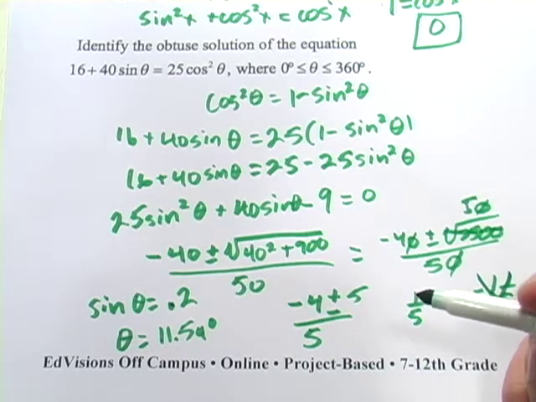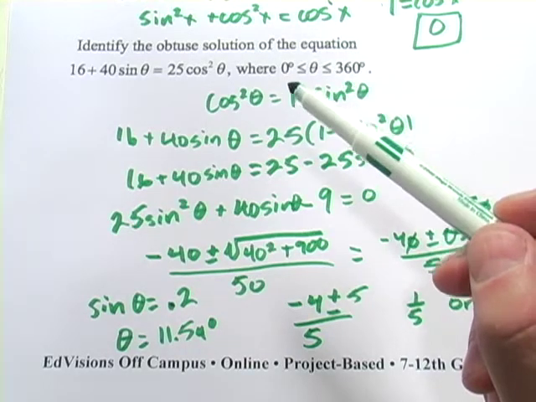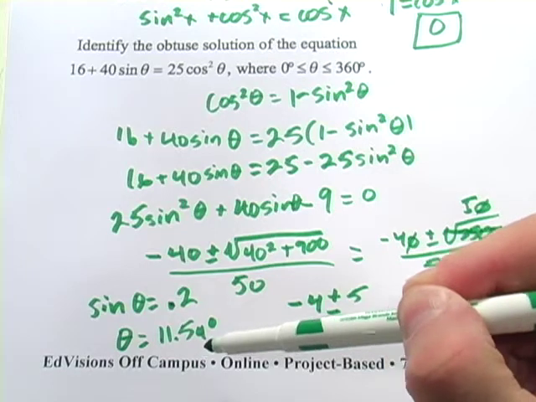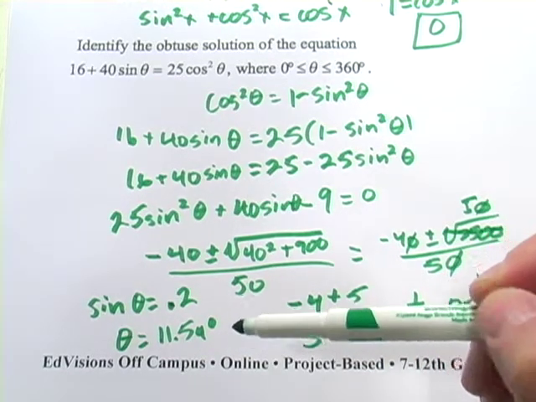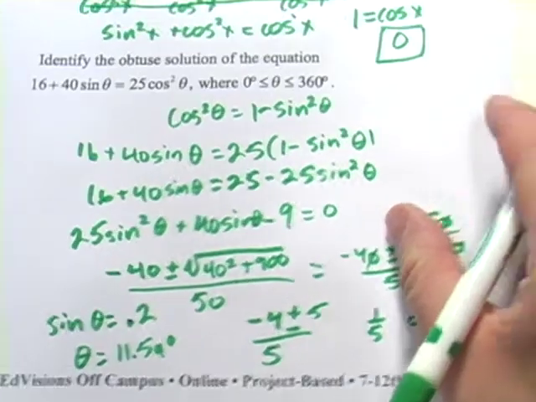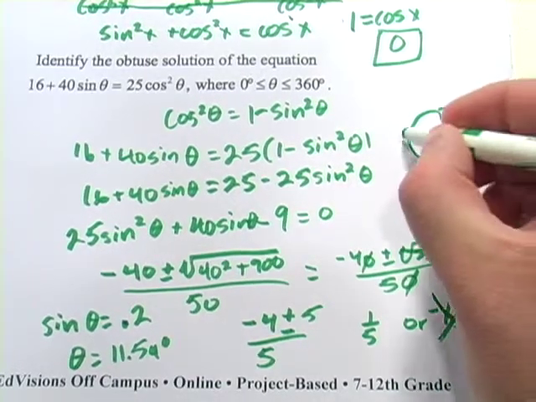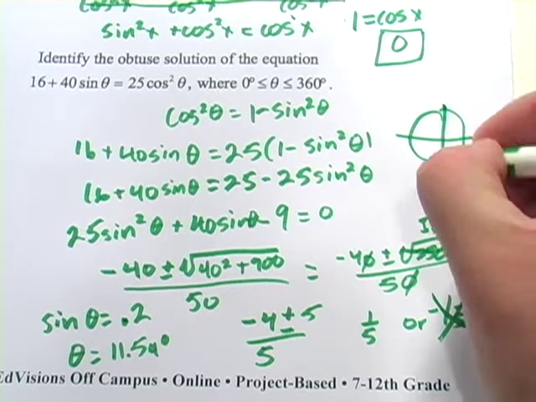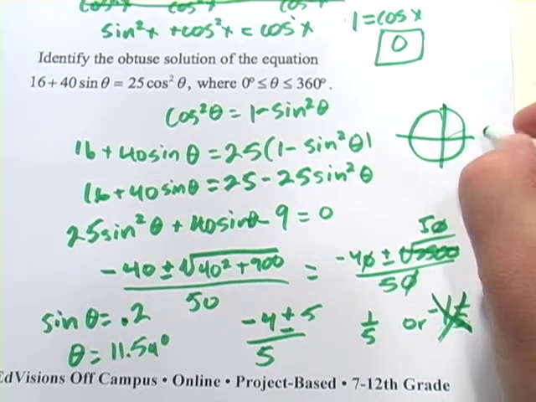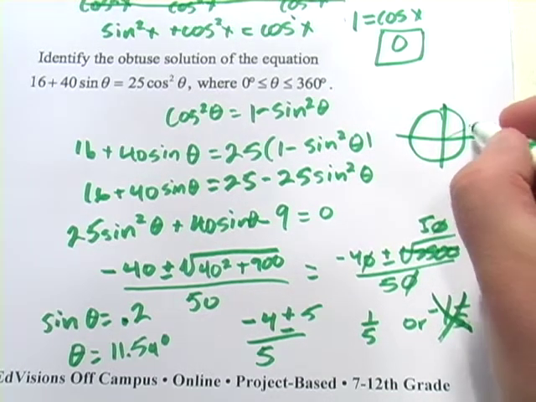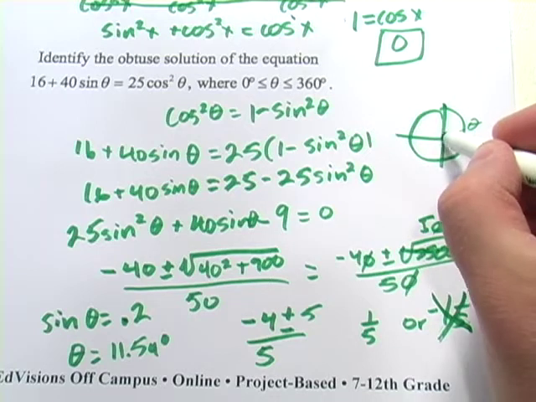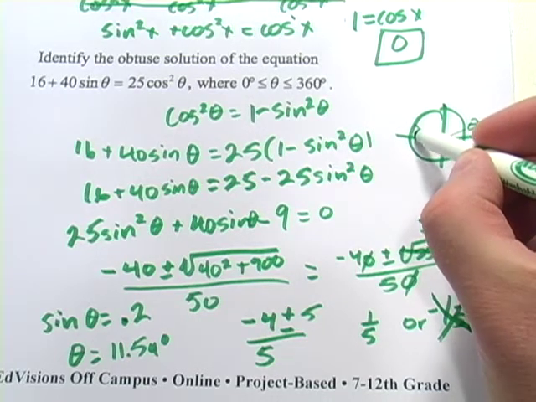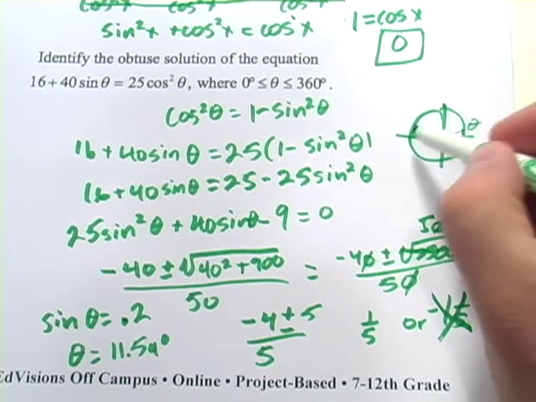Now, we have to do a little bit of thinking here. They asked for the obtuse solution of the equation. 11.54 degrees does not sound like the obtuse solution of the equation. And let me draw a little picture. I've just got some space over here. 11.54 degrees, something like that. So there's this value. That's theta right there. There's a value where the sine is going to be exactly the same, and it's over here. See, the y value is the same on either side.